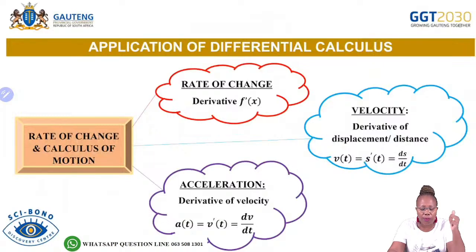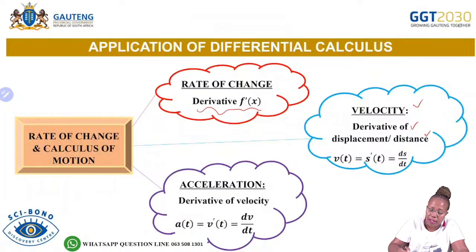Remember, we said we work with optimization and the rate of change, where we look at the calculus of motion. Under rate of change, we have the derivative. We're still going to derive formulas that we'll be working with. And then we let it equal to 0 to find the value of x. And then we'll be looking at the velocity. When we talk about velocity, we are talking about the derivative of displacement or a distance.